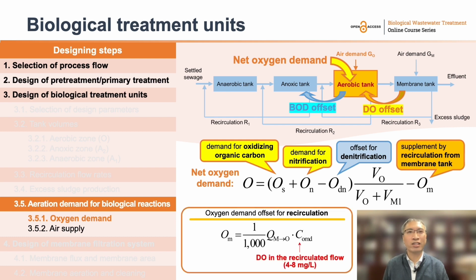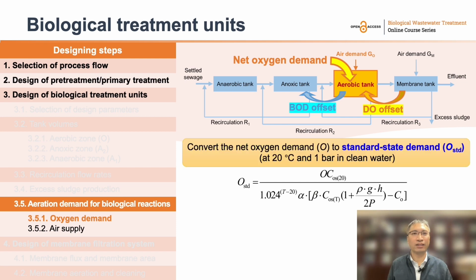Finally, the oxygen amount brought by the recirculated liquid from the membrane tank to the aerobic tank can be estimated as a product of recirculation flow rate and DO content. The DO concentration in the recirculated flow is typically in the range of 4 to 8 milligrams per liter. Now we have obtained the net oxygen demand for biological reactions in the aerobic zone.